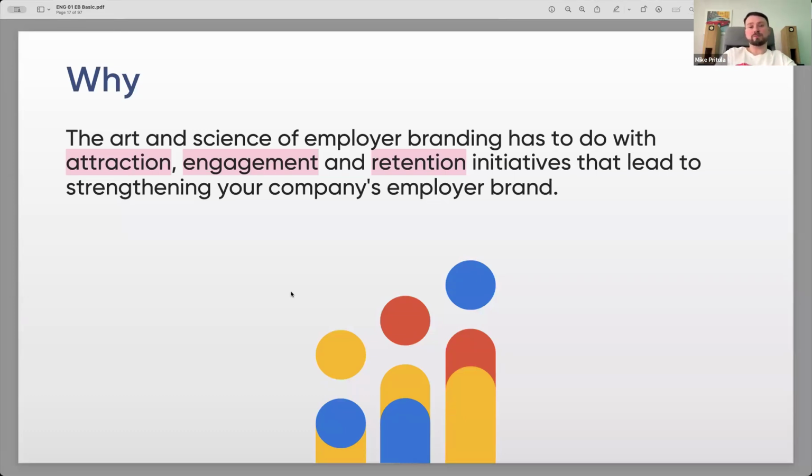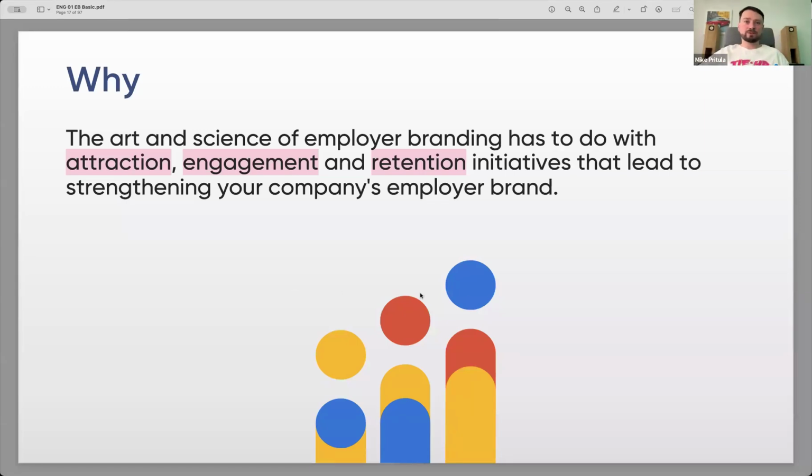And also retention, because we are on the open market. Our competitors surround us like sharks. They want to hunt for our best employees and best talents. And if we have a weak employer brand, they will be successful. But if we have a very strong brand, they will find some other companies to hunt for new employees.